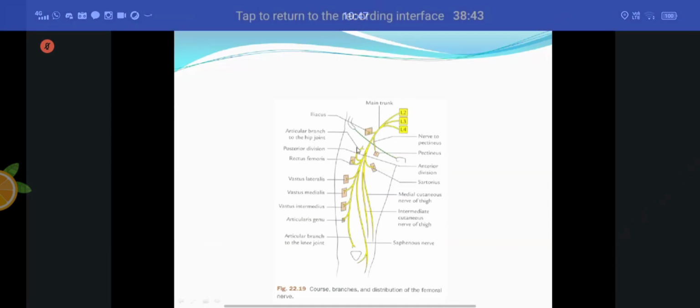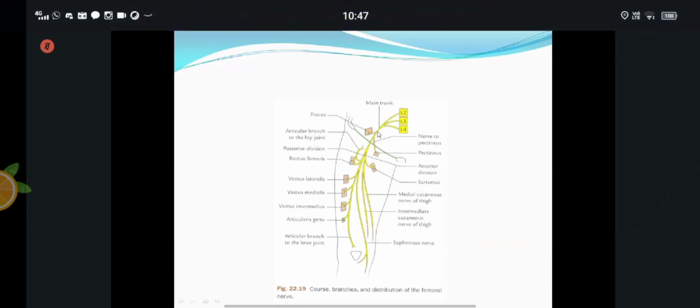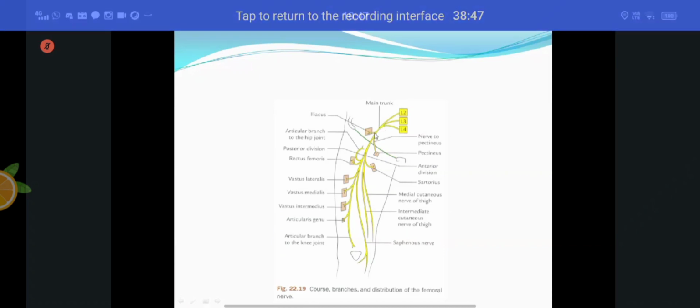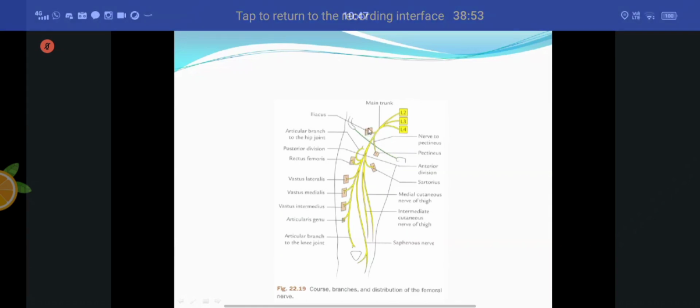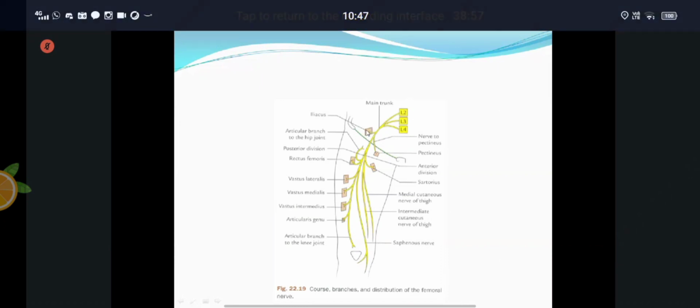And now it passes downwards. And what are the branches? It is giving branches to the muscle. What is this muscle? The iliacus muscle. From the trunk of the femoral nerve, it gives a branch to the iliacus muscle.